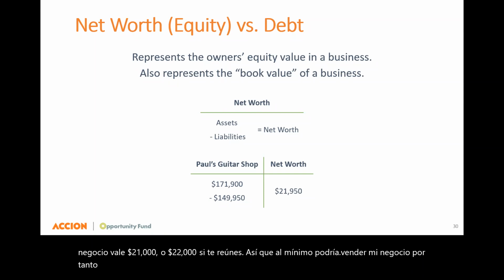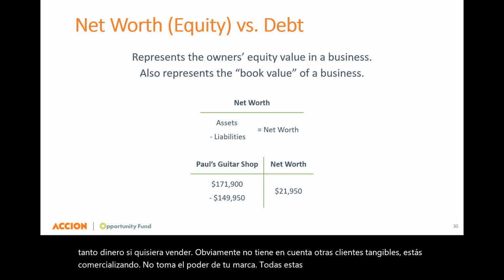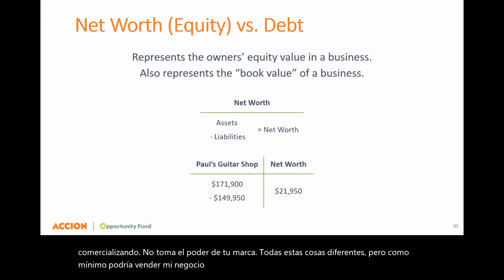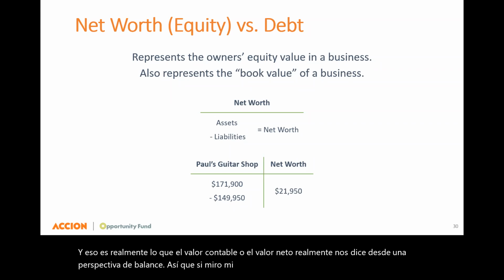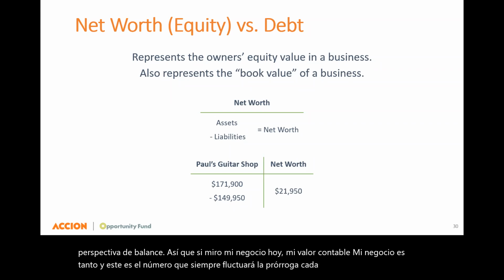Obviously, this doesn't take into account other intangibles like clientele, your marketing, or the power of your brand, all of these different things. But at the very minimum, I could sell my business for this much money, right? And that's really what the book value or the net worth tells us from a balance sheet perspective. So if I look at my business today, my book value is this much. And this is a number that will always fluctuate over time. Every single day it'll be different. But you can calculate that, which is really nice.